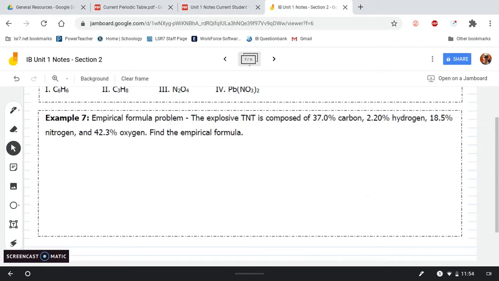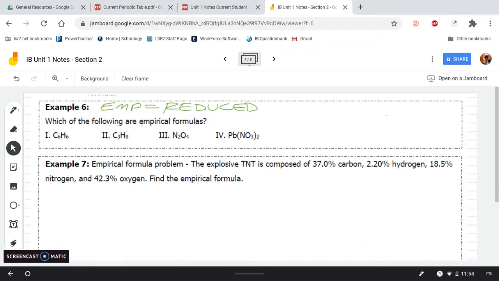So, okay, we're going to take a look at this example real quick. I've written at the top for example 6 that empirical is reduced. So I want you to pause the video. Look at 1, 2, 3, and 4 and see if you think you can reduce them or not. Okay, so hopefully you've had some time to look at it and decided if you could reduce them or not. I'm going to show you whether you can.